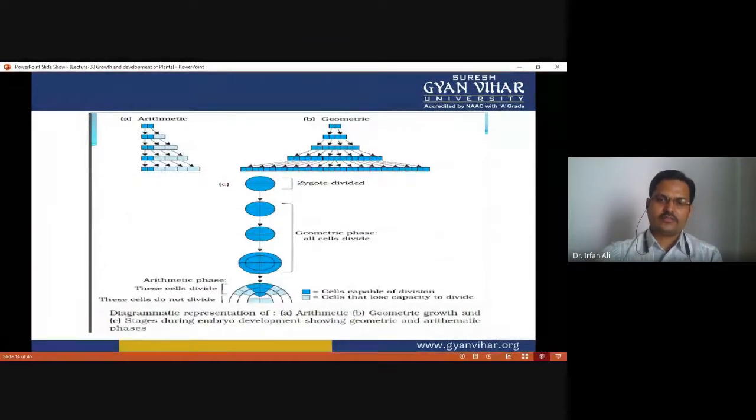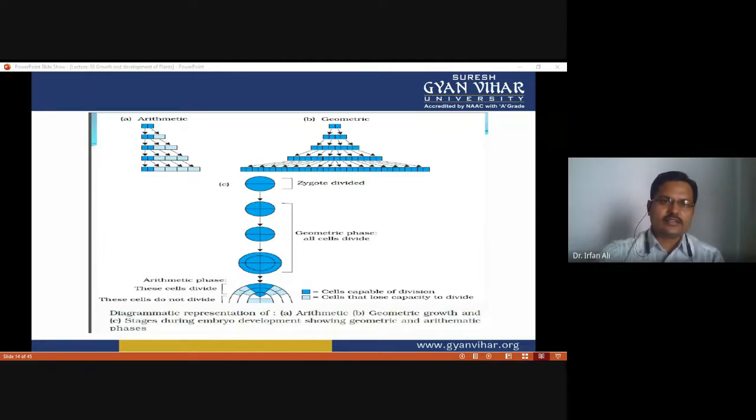In this figure, you have to see both types of growth. In the arithmetic case, these are the cells, and this cell divides into two cells. Again, only this cell divides into two cells, and this cell divides again into two cells. So not all the cells divide.